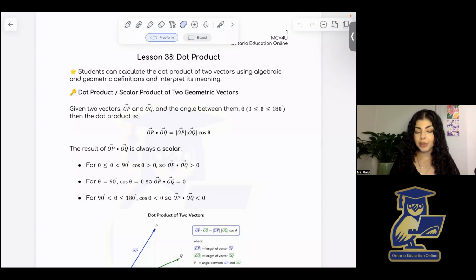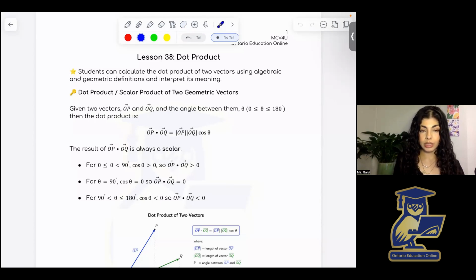Hello and welcome to our next vectors lesson, and today we are looking at the dot product. So we are looking at both algebraic and geometric interpretations of the dot product, but we will start with the geometric. The dot product is actually also called the scalar product, and we'll see shortly why.